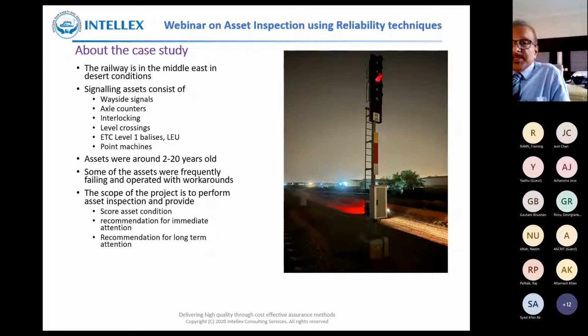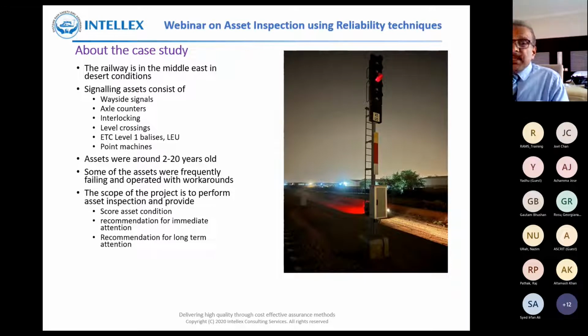So about the case study. This is a national railway in one of the Middle East countries. Obviously, due to confidentiality issues, I cannot reveal which project, and it doesn't really matter because we are focusing on the technique we use. And it's a desert condition. That is important to understand why the asset inspection is being done and all.